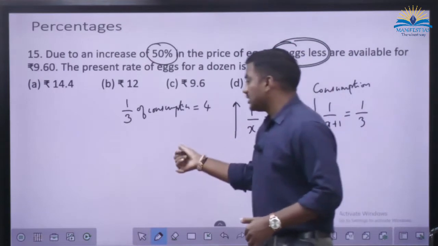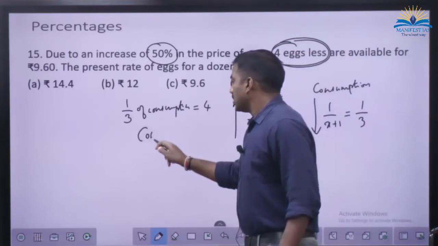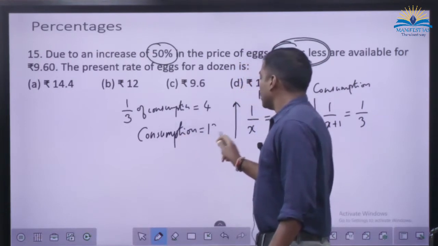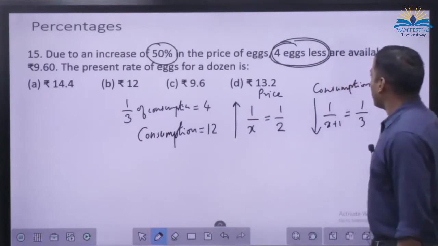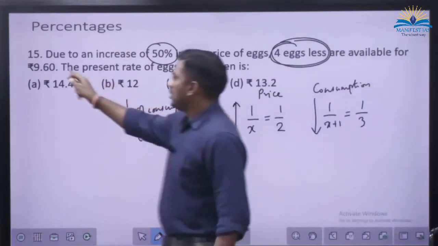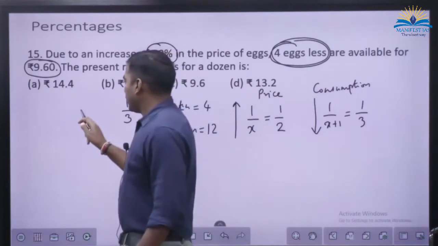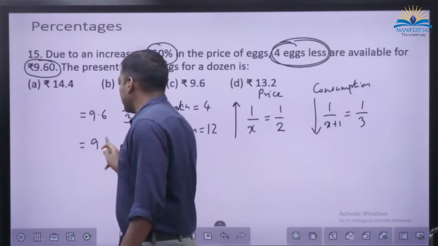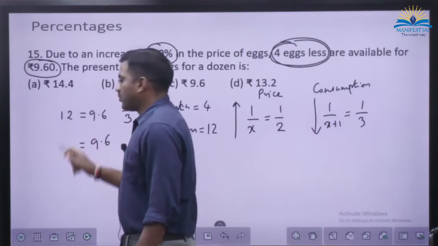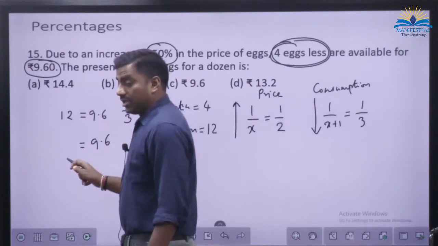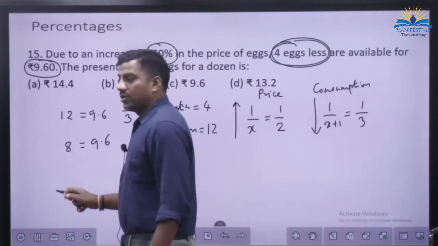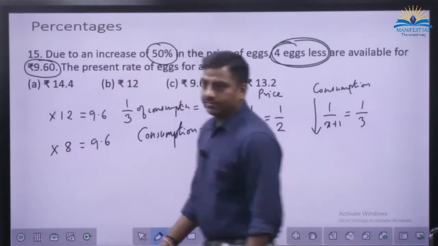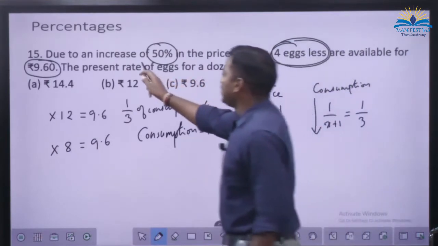So earlier the consumption was how much? Consumption was 12. 12 eggs are consumed. Now what are they asking? Their budget is Rupees 9.6. Earlier their budget was 9.6. Now their budget is 9.6. Earlier the consumption was 12. Now it has reduced by 4, so it is now 8. So earlier, what would have been the price of the egg? Now, what would have been the price of the egg? They are asking the present rate of x.